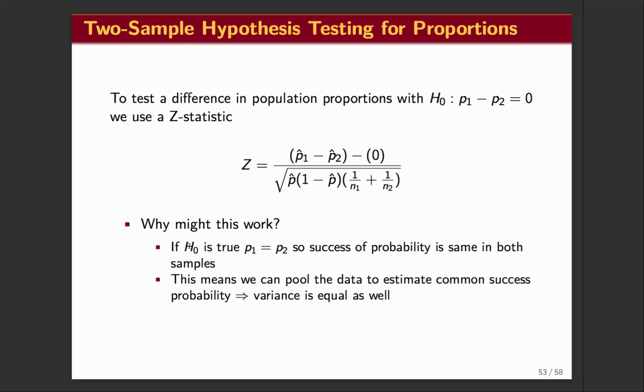So the question is, why might this work? You'll notice that we haven't talked about assuming anything about sigma 1 and sigma 2. In fact, sigma 1 and sigma 2 don't even show up. Why do you think we haven't discussed sigma 1 and sigma 2? Why have I not said anything about the variability as a separate measure?